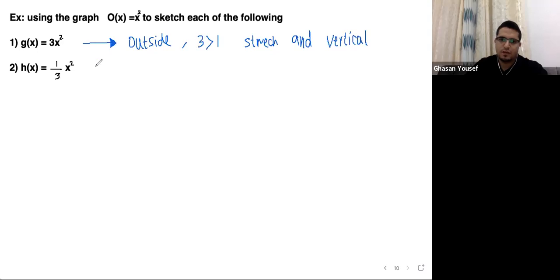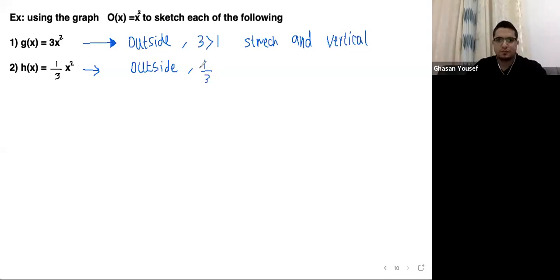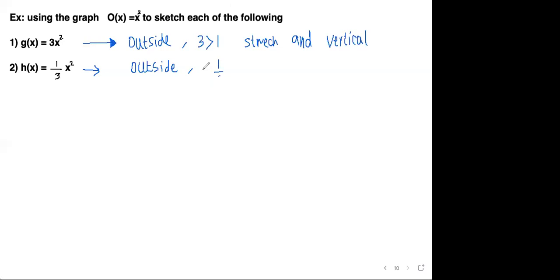For number two, is the 1/3 outside the function or inside? It doesn't have the square, so it's outside. The 1/3 is outside the variable. Is 1/3 between 0 and 1 or greater than 1? Professor, 1/3 is between 0 and 1. Yes. I think if c is greater than 1, it should shrink, not stretch. Forgive me if I'm wrong, but as long as I remember.